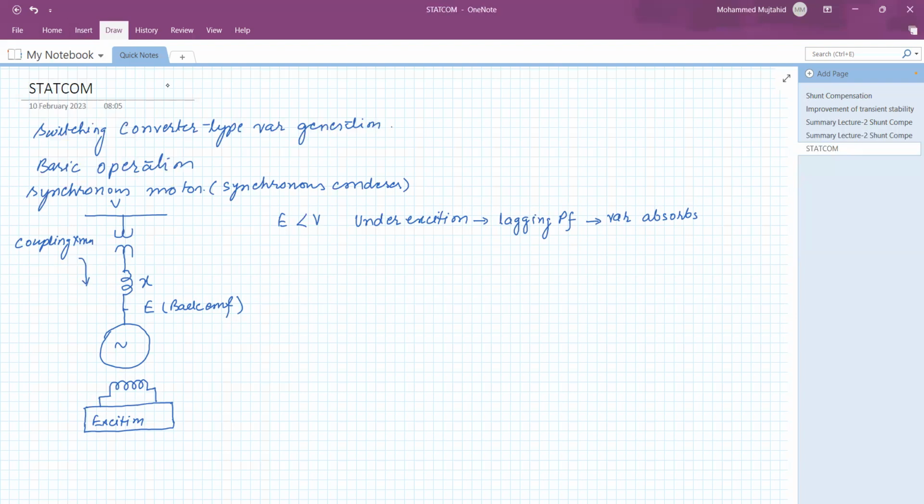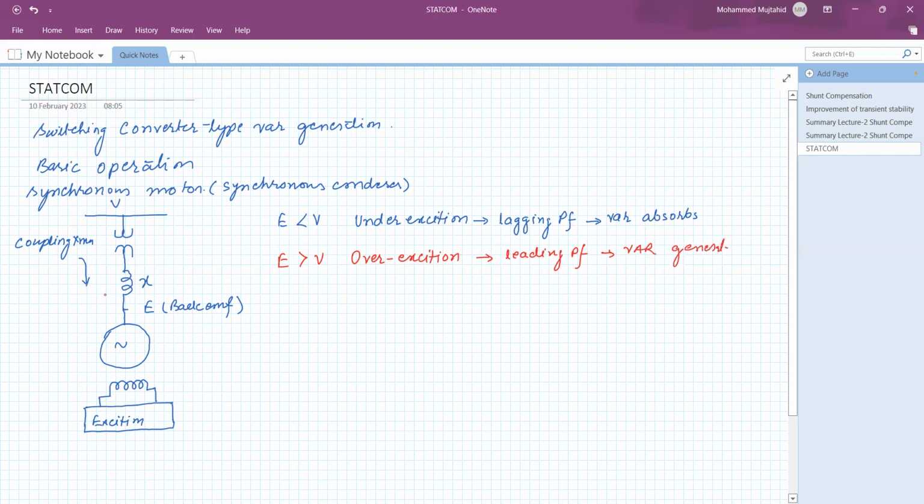Whereas in the second case, due to the change in excitation, the back EMF is greater than the supply voltage. So it is over excitation, and the power factor is leading power factor, and here VAR is going to be generated. In this second case, it is going to deliver reactive power.